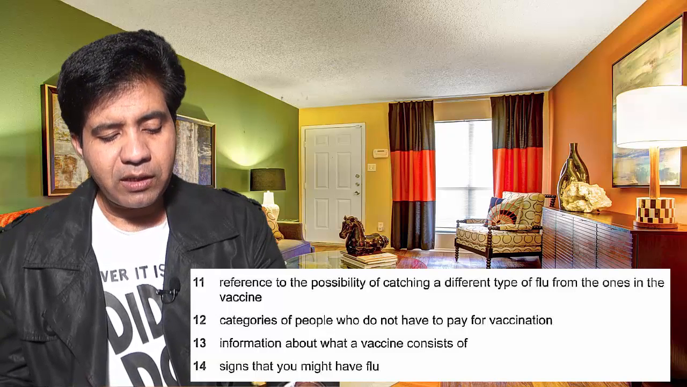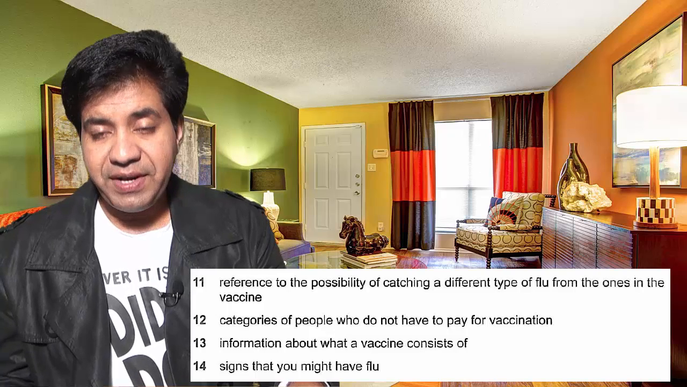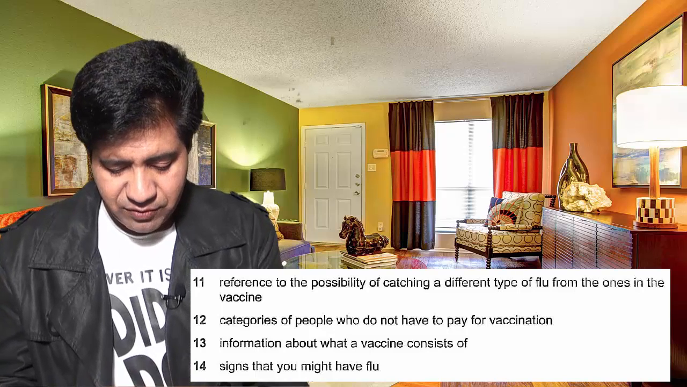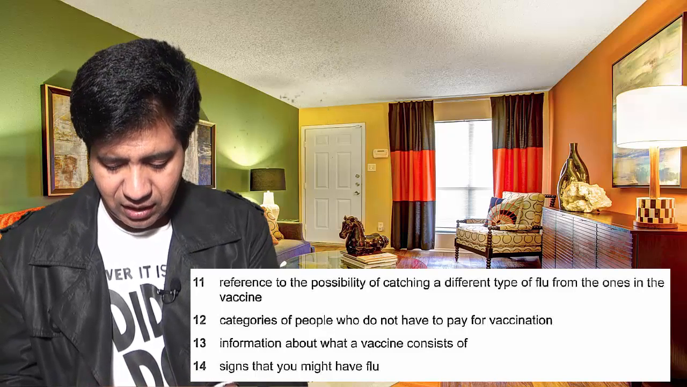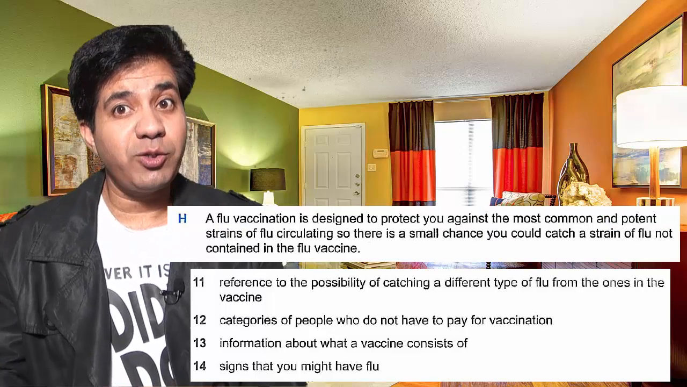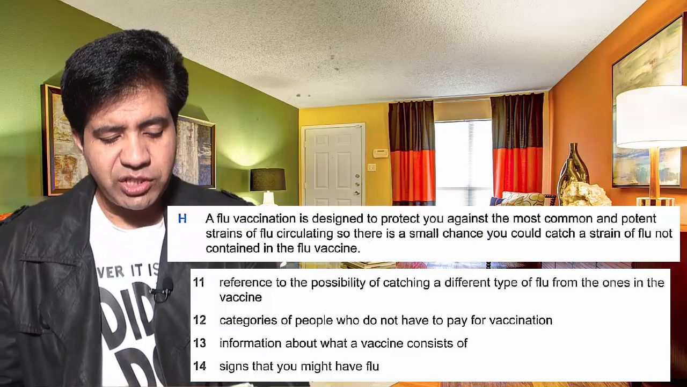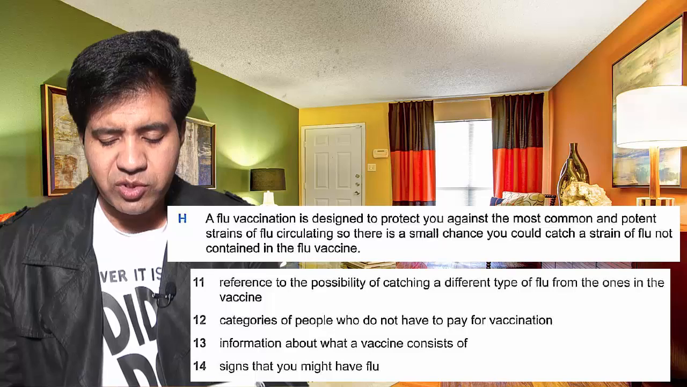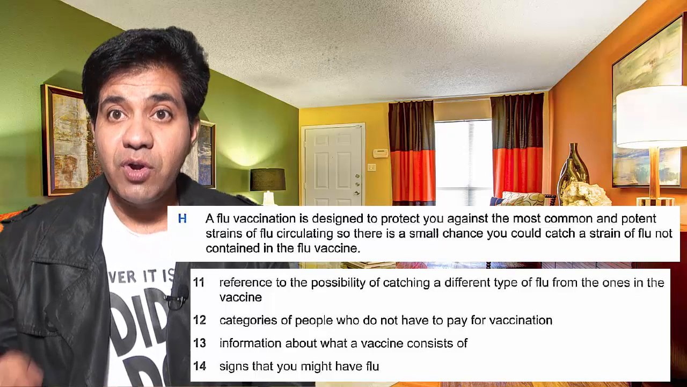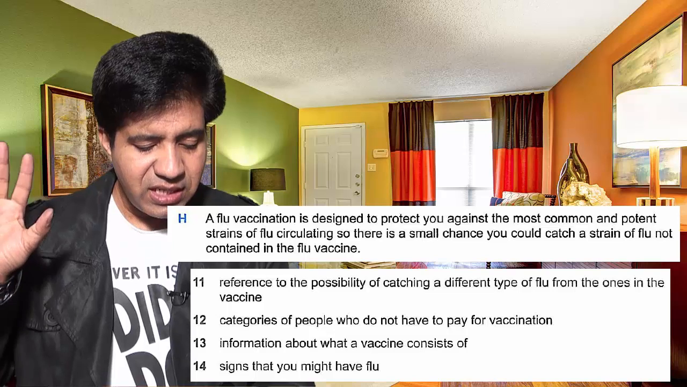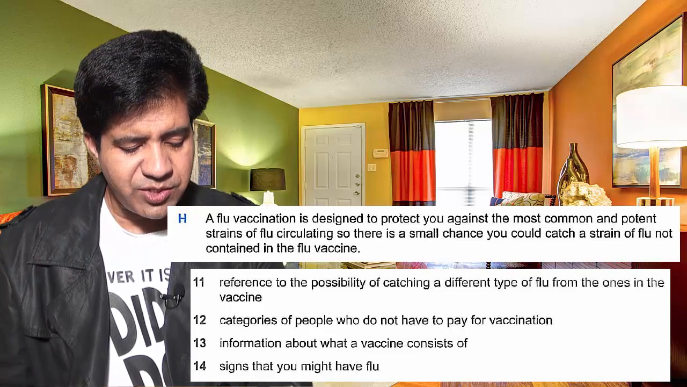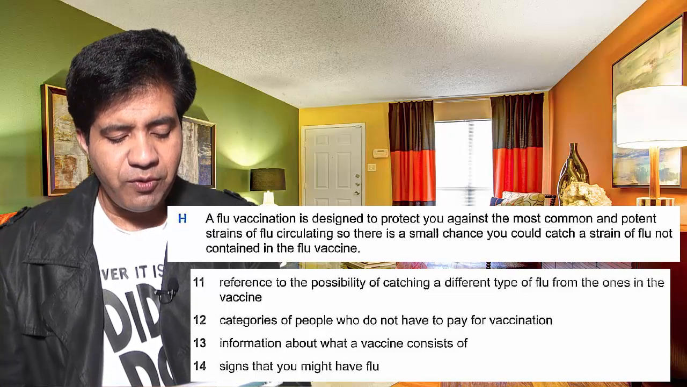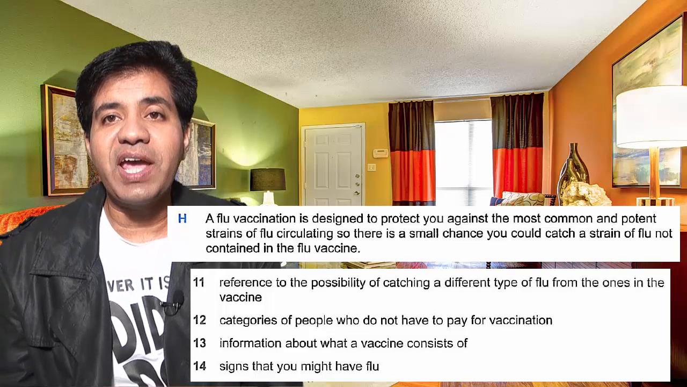Now let's see. The clue words are possibility, different type of flu and vaccination, right? Let's see where we are going to find vaccination. Yes, it's mentioned. I told you the first line is going to help you. A flu vaccination is designed to protect you against the most common and potent strains of flu circulating. So there is a small chance you could catch a strain of flu not contained in the flu vaccine.